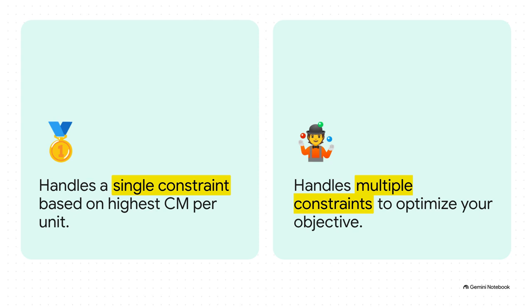But what happens when reality hits? What happens when you're short on machine hours and labor hours and raw materials, literally all at the same time? Well, that is exactly where linear programming comes in. It's this incredibly powerful quantitative technique you use to handle multiple overlapping resource constraints to ultimately optimize your business objective.